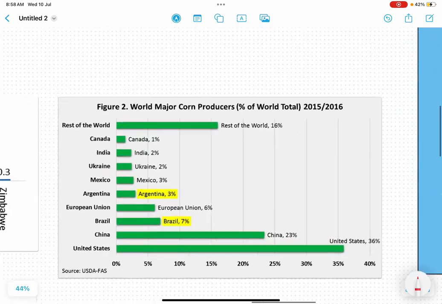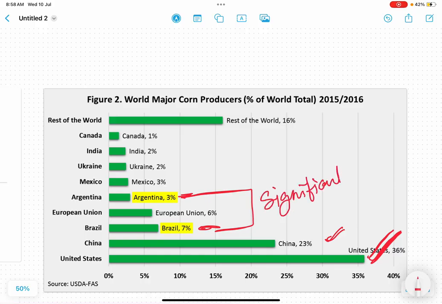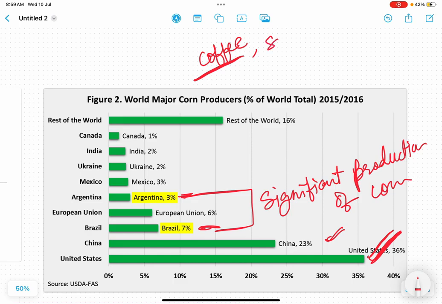Let's see the next map. Corn production. As you can see, corn production highest in the world is the United States. Then we have China. Then we have Brazil, as you can see. And Argentina also is in the list. So Argentina and Brazil, both of them are significant producers of corn. So we have seen that coffee and soya bean and corn are some important crops that are grown in South American countries.